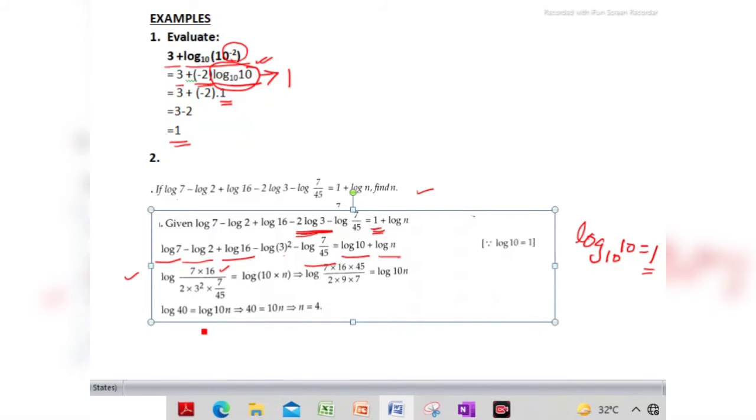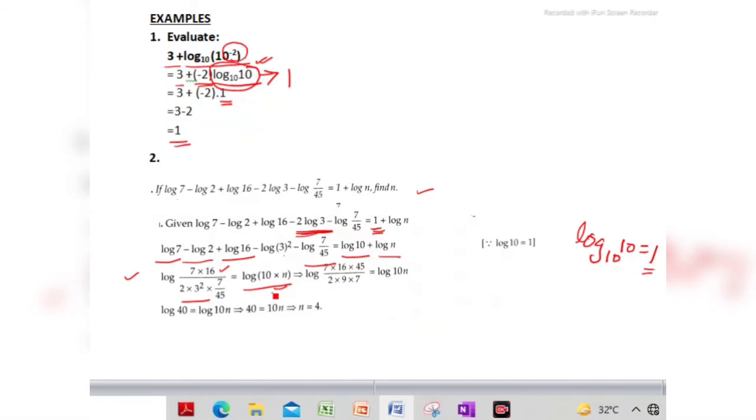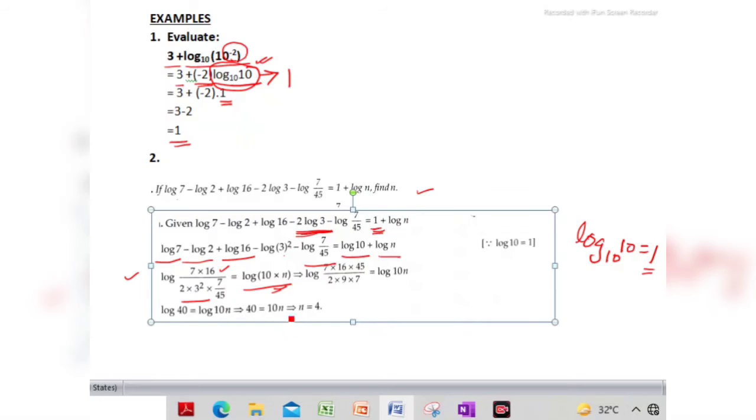Next step is we have that the numbers which are in addition change to multiplication, and those which are in subtraction go in the denominator. This we have done by using the product and the quotient law. Similarly on the right hand side also, as they are in addition, it changes to multiplication. Now after that, this is the simple mathematical calculation.